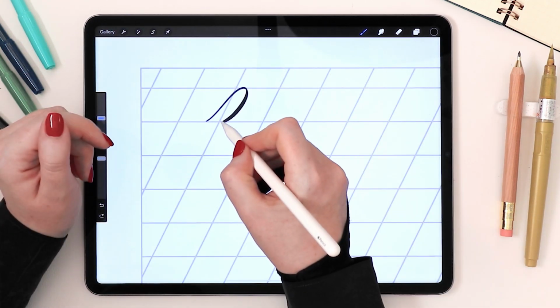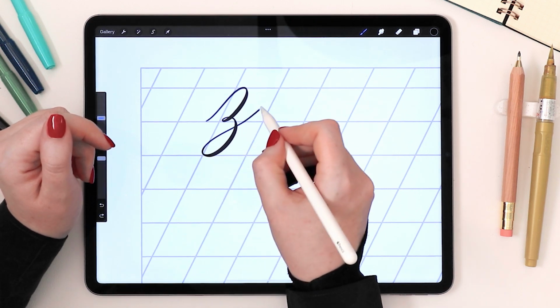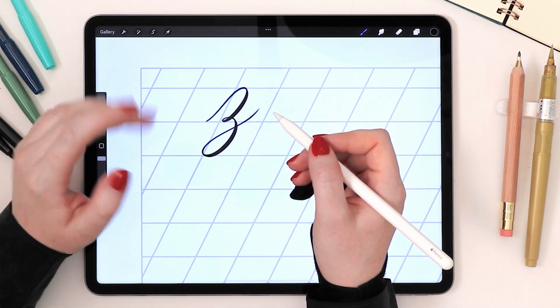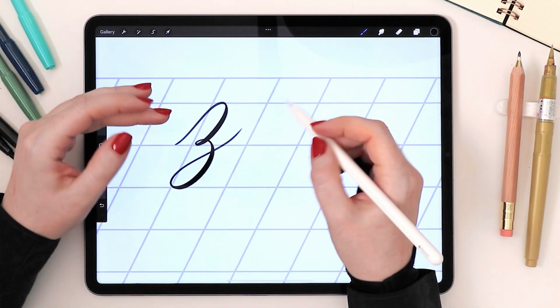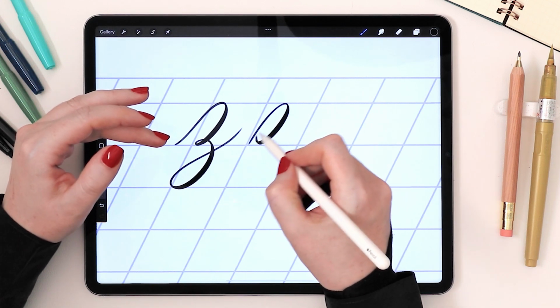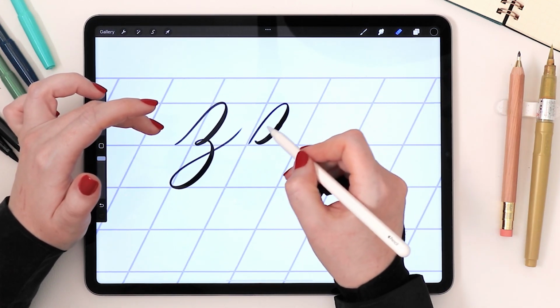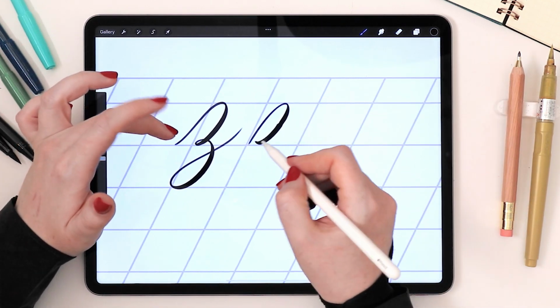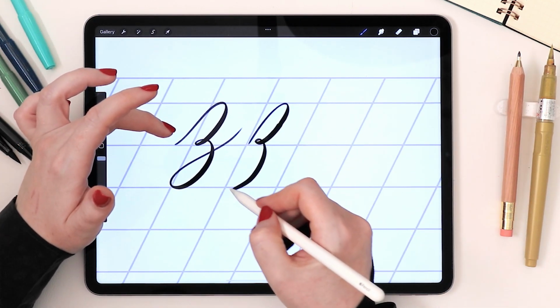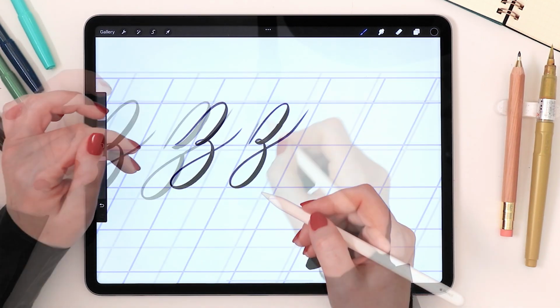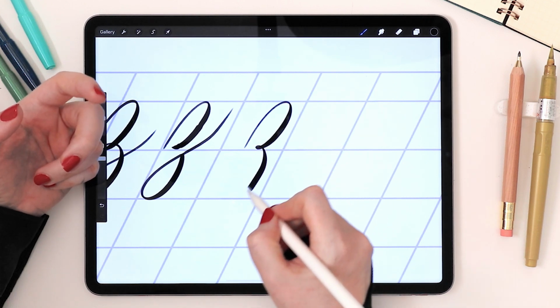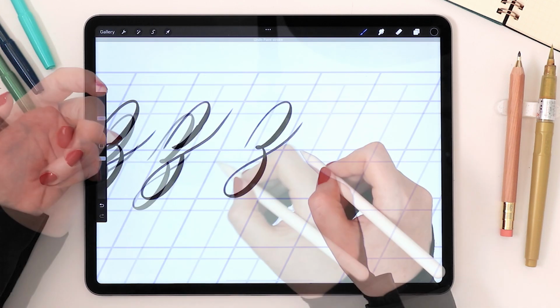The next letter we're going to do is a Z. And while it's not exactly related to any of the letters we've done so far, now that you've mastered that bowl of the B, you can use that same stroke of the beginning of the bowl, but then loop back on yourself and make a second bowl. So you have bowl, bowl, up again.